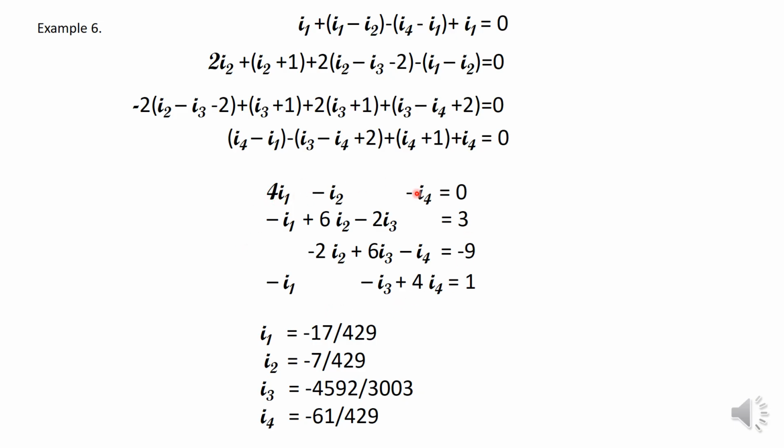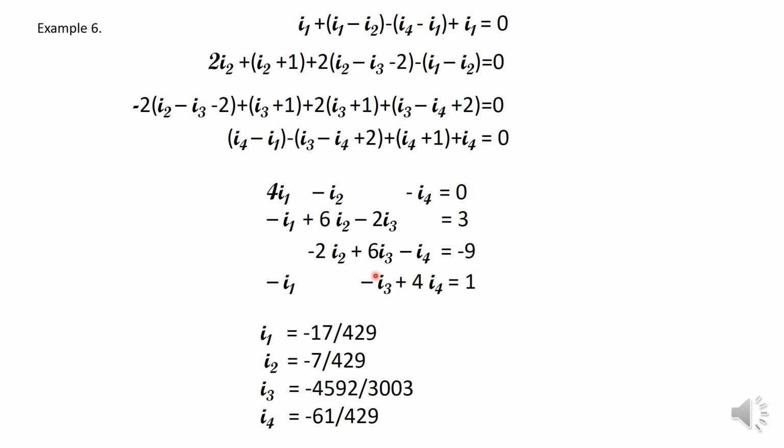4I1 minus I2 minus I4 equals 0. That's from the first line here when you gather similar terms, and then from the second equation you get this when you simplify. From the third equation you get this when you simplify, and from the fourth equation this is what you get when you simplify.